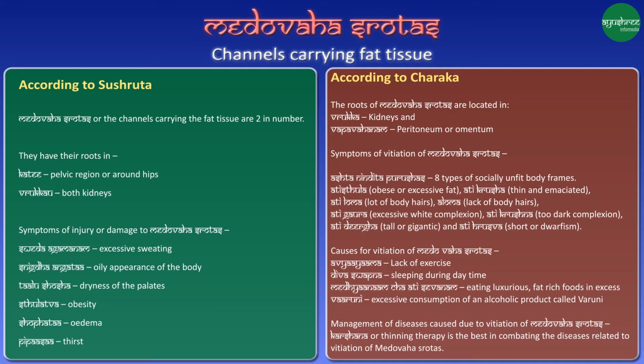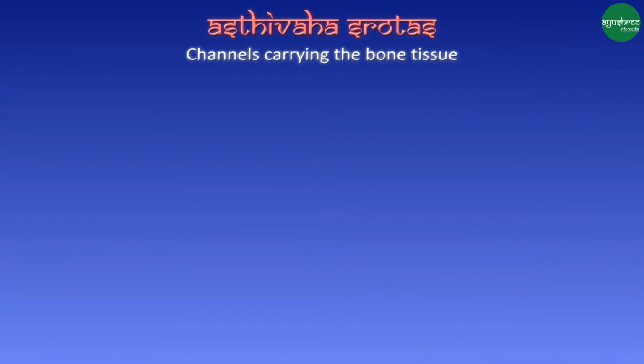They should always be attended by Karshana, that is thinning, and Bruhana, that is bulk promoting therapies. Thus, Karshana or thinning therapy is the best in combating the diseases related to vitiation of Medovah Srotas. The person who is obese should be given Guru Ahar, that is heavy to digest food, at the same time administering Apatarpana, that is undersaturating or thinning treatments and medicines, Chikitsa.